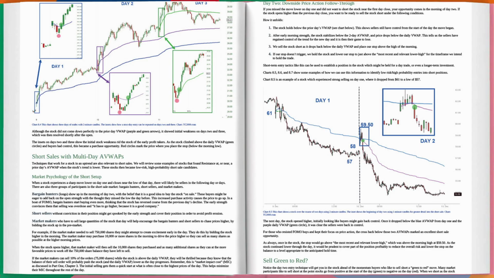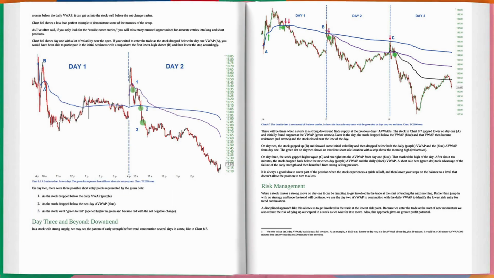Many market participants like to sell short at the point stocks go from positive at the start of the day, green, to negative on the day, red. When we short as the stock crosses below the daily VWAP, it can get us into the stock well before the net change traders. Chart 8.6 shows a less than perfect example to demonstrate some of the nuances of the setup. As I've often said, if you only look for the cookie-cutter entries, you will miss many nuanced opportunities for accurate entries into long and short positions.